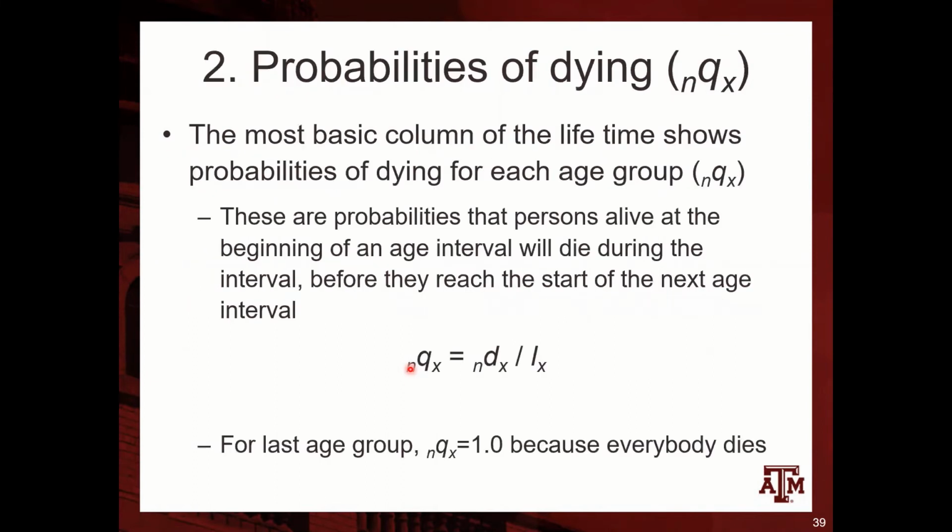So the probability of dying, QXN, is the most basic column of the life table, and shows the probability of dying for each age group. These are probabilities that persons alive at the beginning of an age interval will die during the interval before they reach the start of the next interval. We can say the probability of dying equals the number of people who died in that specific age group divided by the number of people who survived to the beginning of the age group.